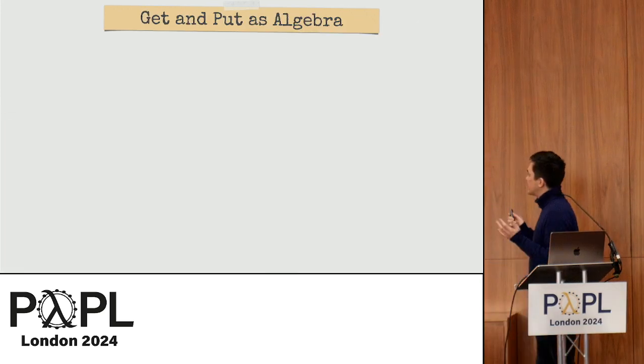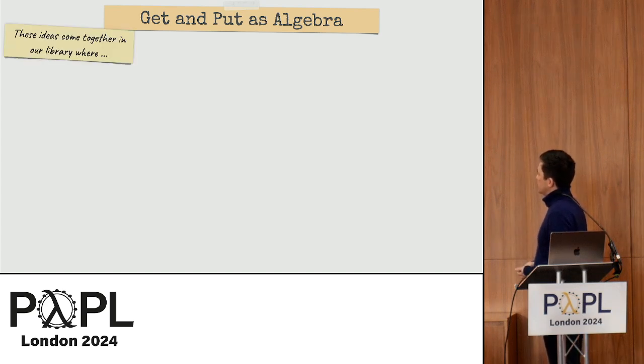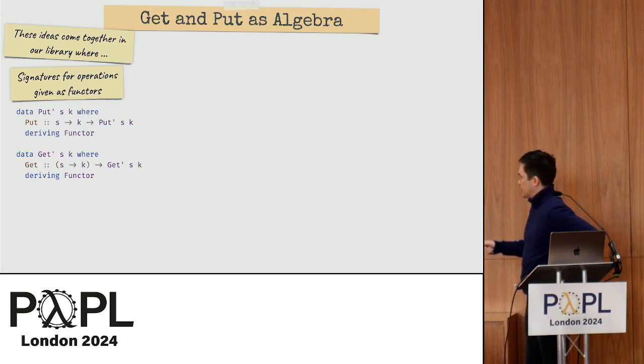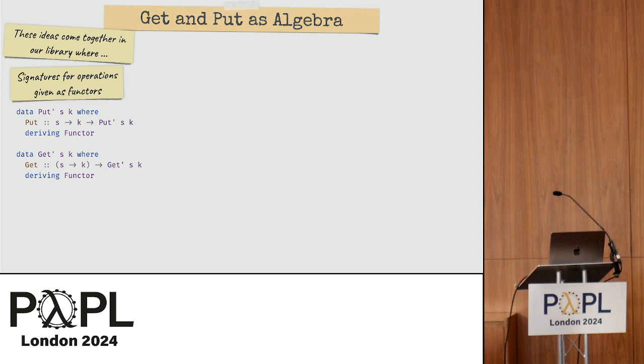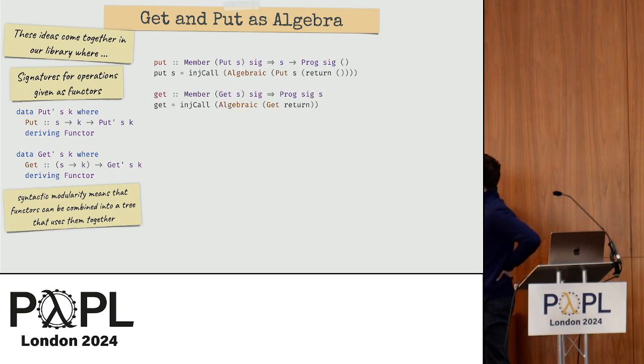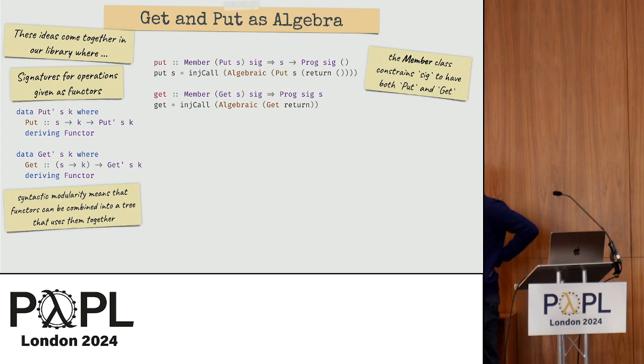Okay, so what does that mean for our library? It means that things like the get and put operations can be described by a syntactic functor. It looks something like this. It says that we have a put operation, we have a get operation, and these things are functors that take in some state and take in some continuation that says where the rest of the program goes. And so syntactic modularity means that these two separate functors can be combined using what we call a coproduct into the tree itself, to have a single tree that contains both of these operations. And we do that by injecting into something called the Prog monad, which is basically just the free monad, using the a la carte approach to do that injection.